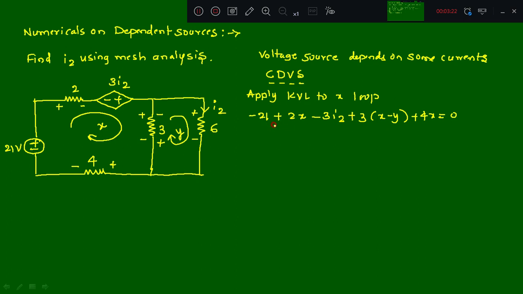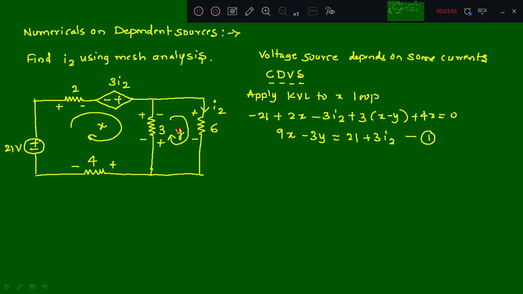We will rewrite this equation. How many x terms are here? 2x is here, 3x is here, 4x, a total of how many? It's 9x. How many y terms are here? It's minus 3y. So it's minus 21. If I take it to the right hand side, that becomes plus 21. This minus 3I2 on the right hand side becomes plus 3I2. We'll call that equation 1.